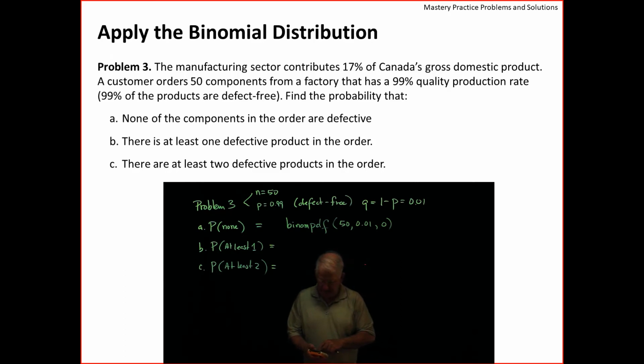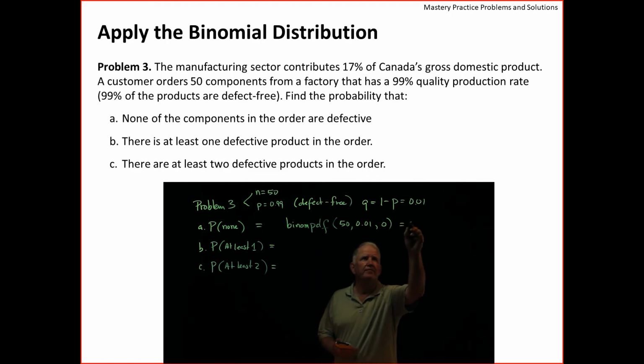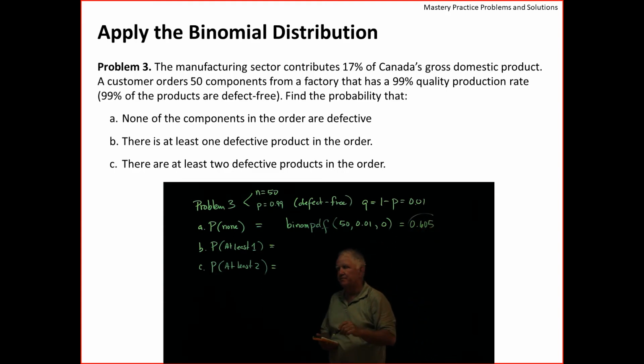I always like to do these in real time, just so that you can see that there's really nothing to it. I just found binomial PDF. I'm entering 50 as N, 0.01 as P, and then 0. And I come up with 0.605. Okay, that's the first answer.